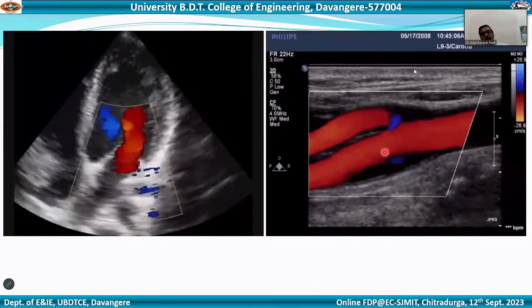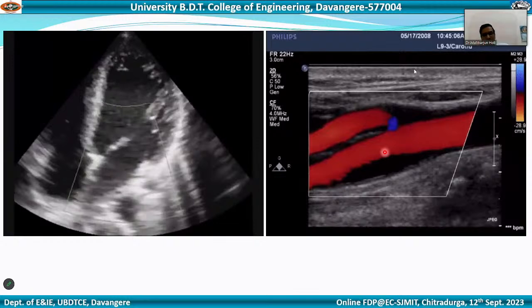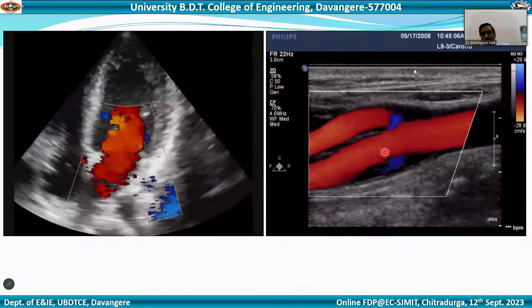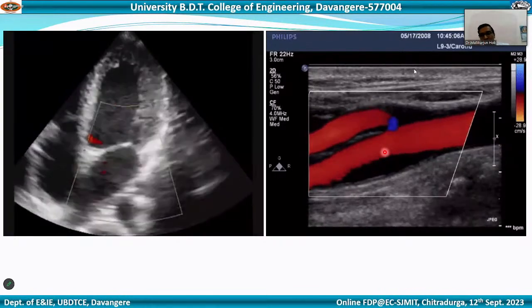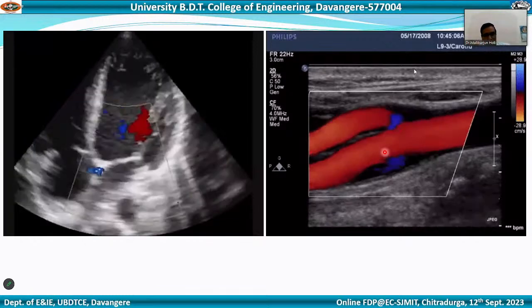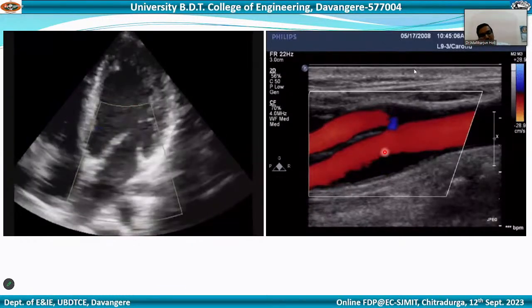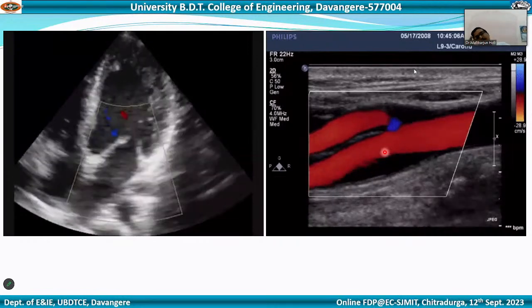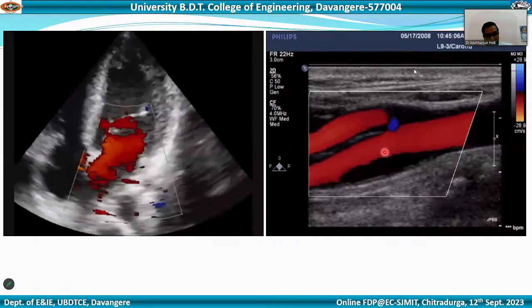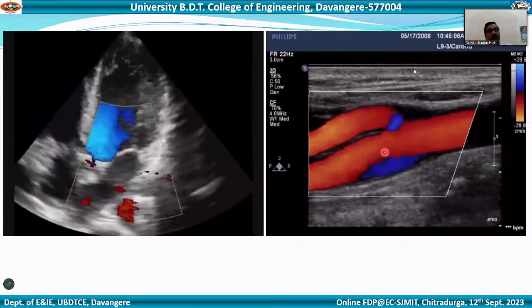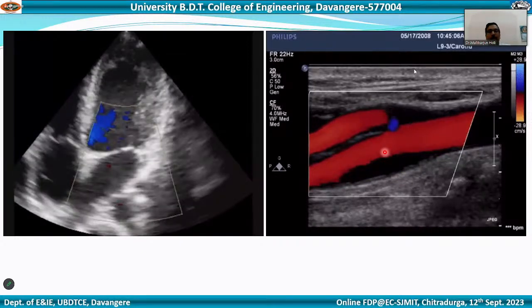Suppose there is a reverse flow. Suppose there is a blockage in the heart valve. Sorry, not blockage, opening. If there is an opening, there is a reverse flow. At that time, what happens? We are able to see in the color Doppler whether any blockage is present in the heart. Okay, that is the extension of the normal ultrasound imaging.